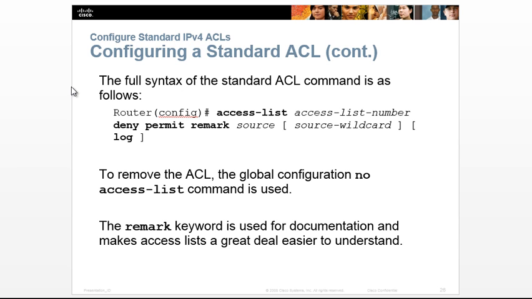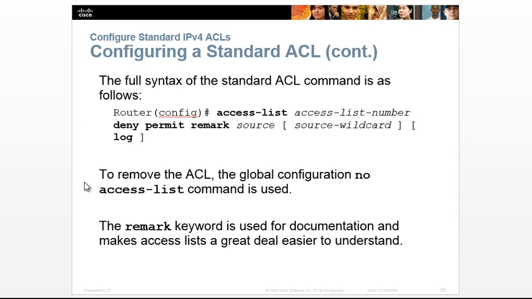So the full syntax of a standard ACL command is like this. Access list, space, and then the number. Deny or permit. Which one are you going to do? The source and then the source wildcard.